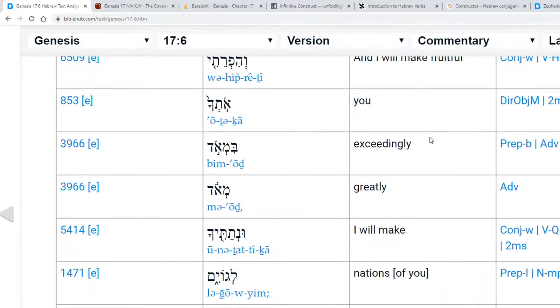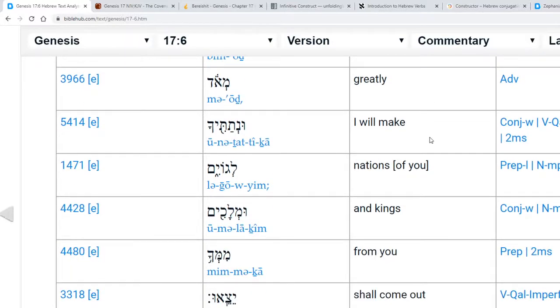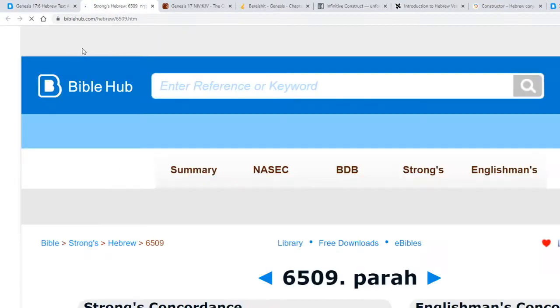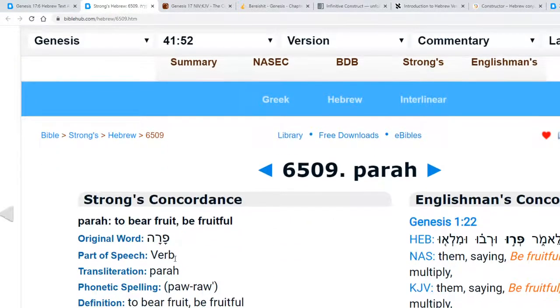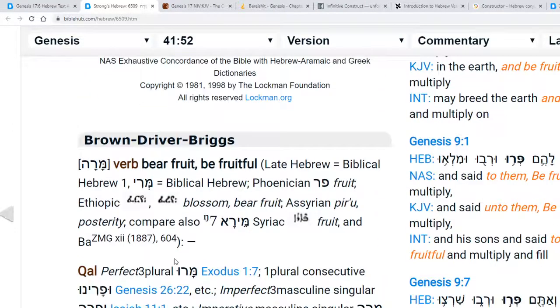והפרתי אותך במאוד מאוד ונתתיך לגויים ומלאכים ממך יצאו. Okay. Vehifreti, the root here I would say is pei resh yud or pei resh vav, or even pei resh hey. No, I would probably say it's pei resh yud. Pei resh vav too. Let's see what they're saying. They're saying pei resh hey, to be fruitful. Yeah, I could see that. I could agree with that.